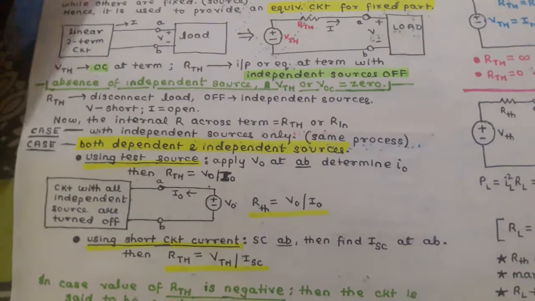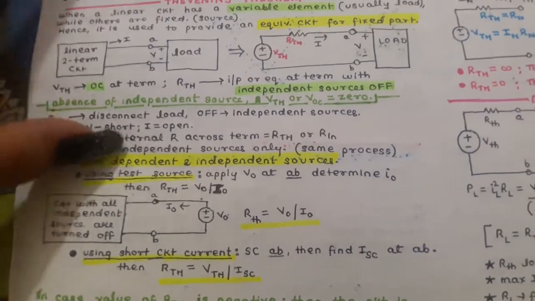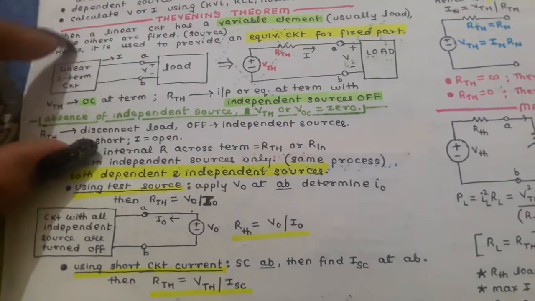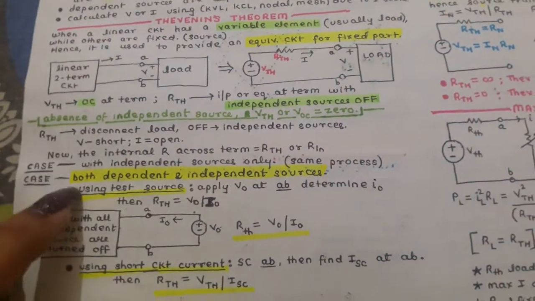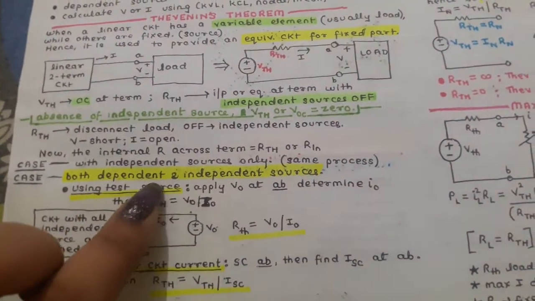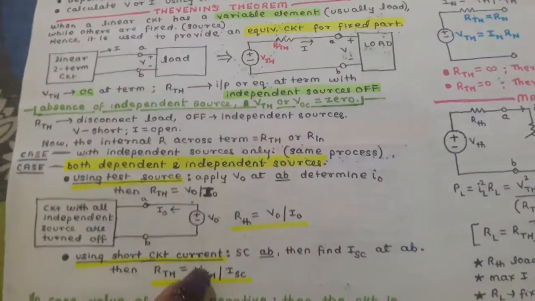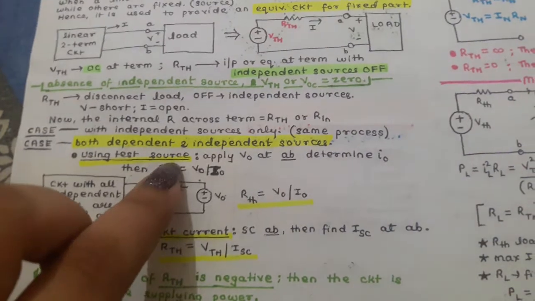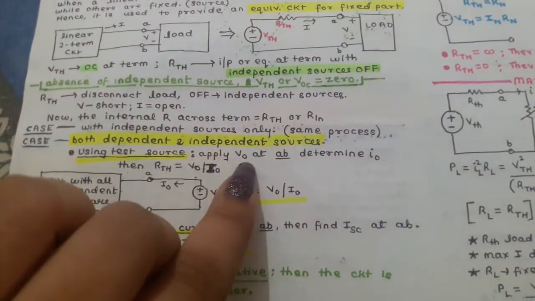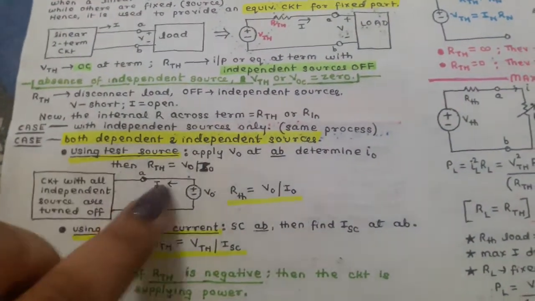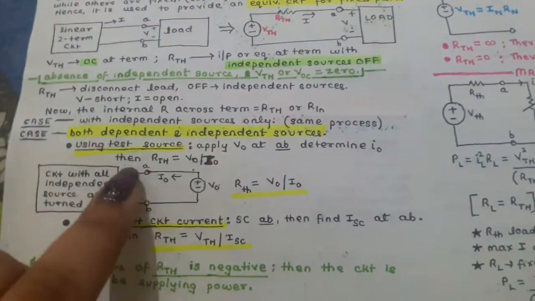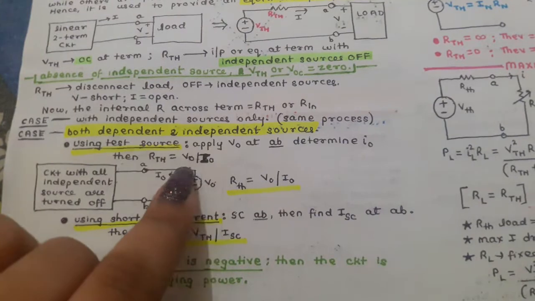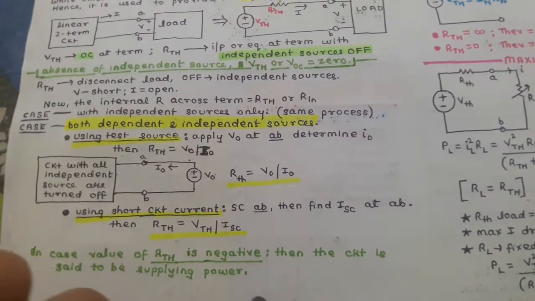Now we have some cases. The first case is when we have independent sources only. This is the easy process to follow, and this is what we have discussed so far. But case 2 arises when there are both dependent and independent sources. Then the first process we perform is the test source. We apply a voltage of our choice at the terminals, and then we determine the current I naught. We calculate RTH using this concept, which is basically Ohm's law.